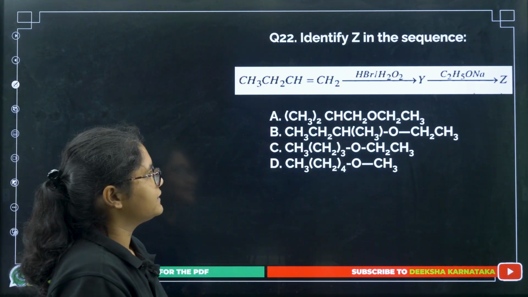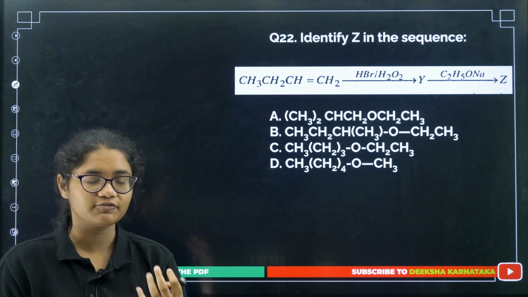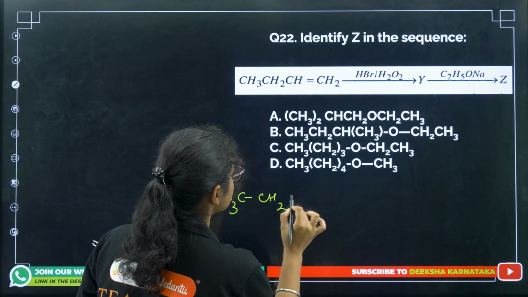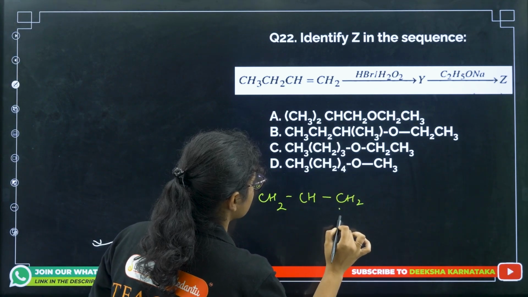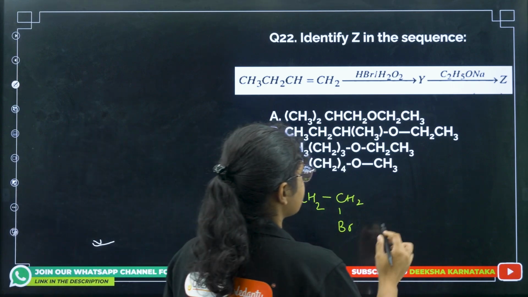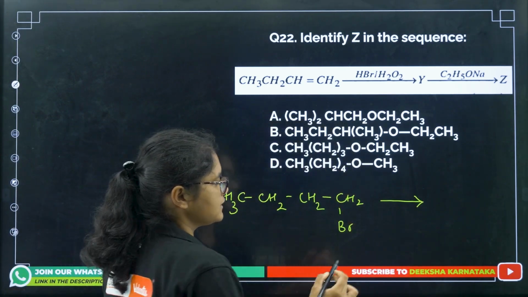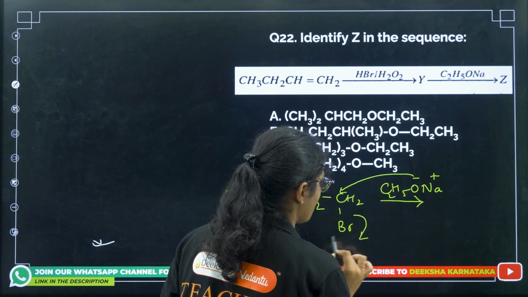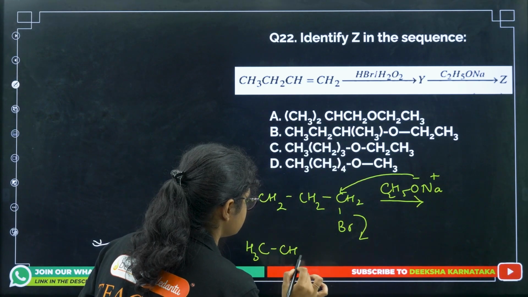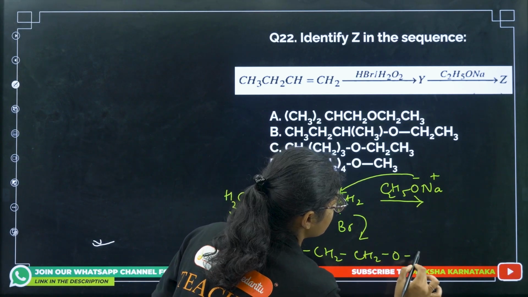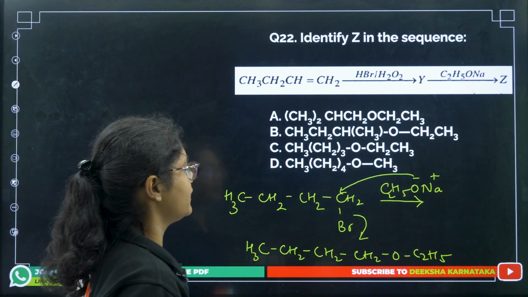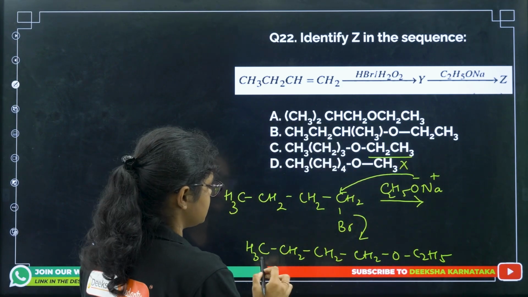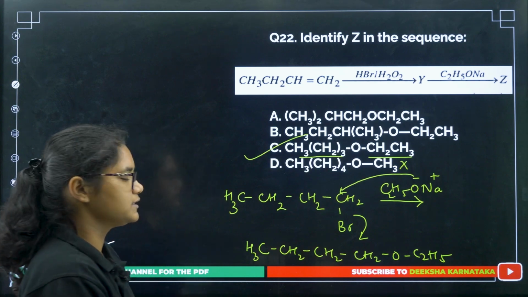Okay. Next, identify Z in the sequence. First one is addition of HBr in presence of peroxide. So that is anti-Markovnikov's rule. So I'll get here CH3, CH2, CH2, CH2, with Br here. Next you have C2H5ONa. So this is your Williamson ether synthesis. This is Na plus O minus C2H5, this one will attack here and Br will come out. So what I'll get here is CH3, CH2, CH2, CH2, O, C2H5. So we need O, C2H5. Now if you see, this is also a straight chain, CH3 and 3 CH2 groups are there. So the correct answer for this question is option number C.